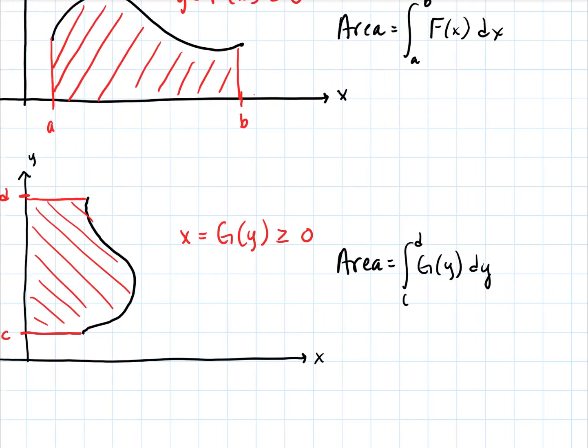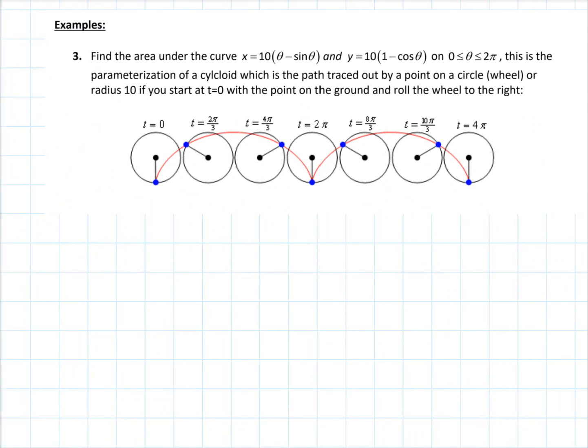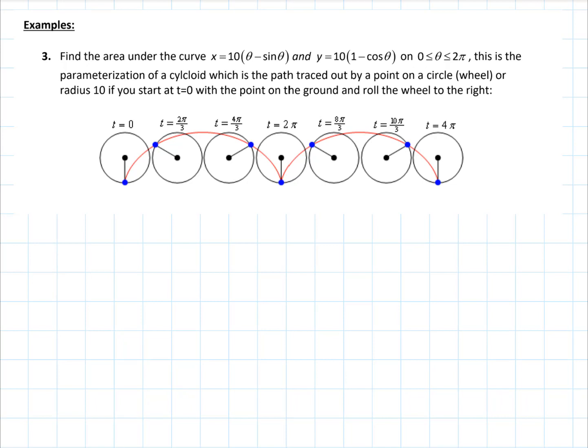Let's take a look at an example. Say we want to find the area under the curve defined by x equals 10 times theta minus sine of theta, so our parameter here is theta instead of t, and y equals 10 times 1 minus cosine of theta, from 0 to 2 pi. And by the way, this is the parameterization of what's called a cycloid.